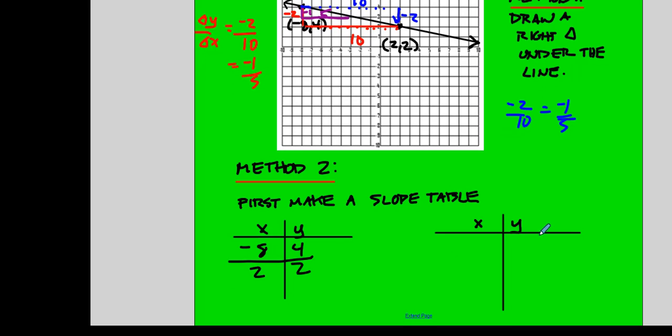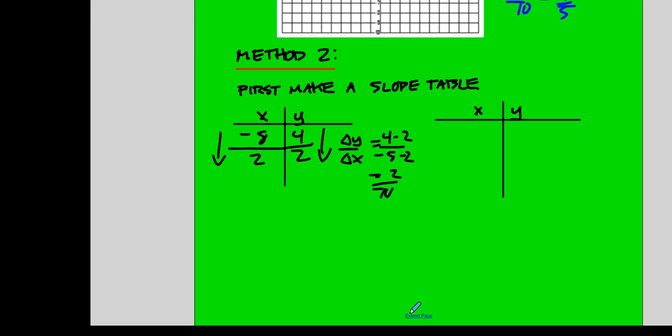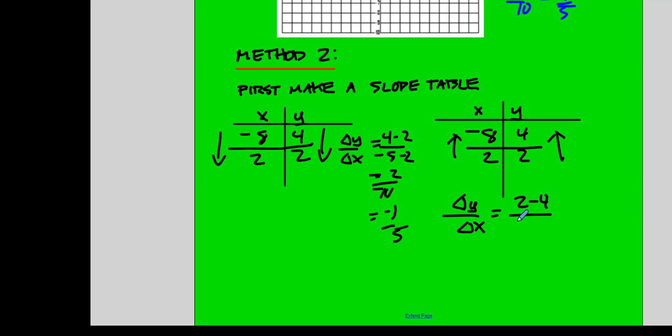So the slope, let's go this way here. Again, you've got to subtract in the same direction or you're going to mess it up here. You've got to go the same way. So this is going to be 4 minus 2 over negative 8 minus 2, which is 2 over negative 10, which again reduces to negative 1/5. You could have gone the other way though. So delta y over delta x is going to be 2 minus 4, change in y, over change in x, which is 2 minus negative 8, which gives you again negative 2/10, which again is negative 1/5.